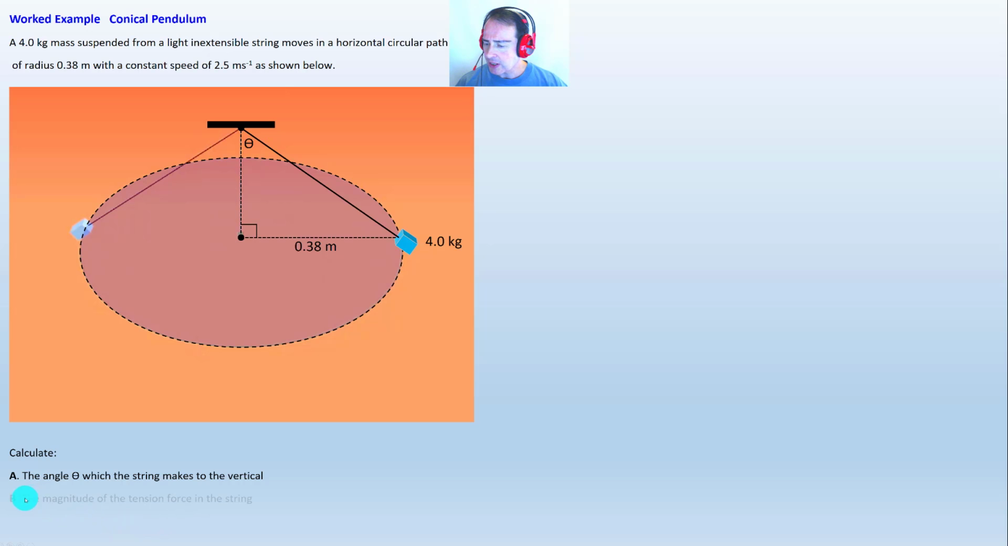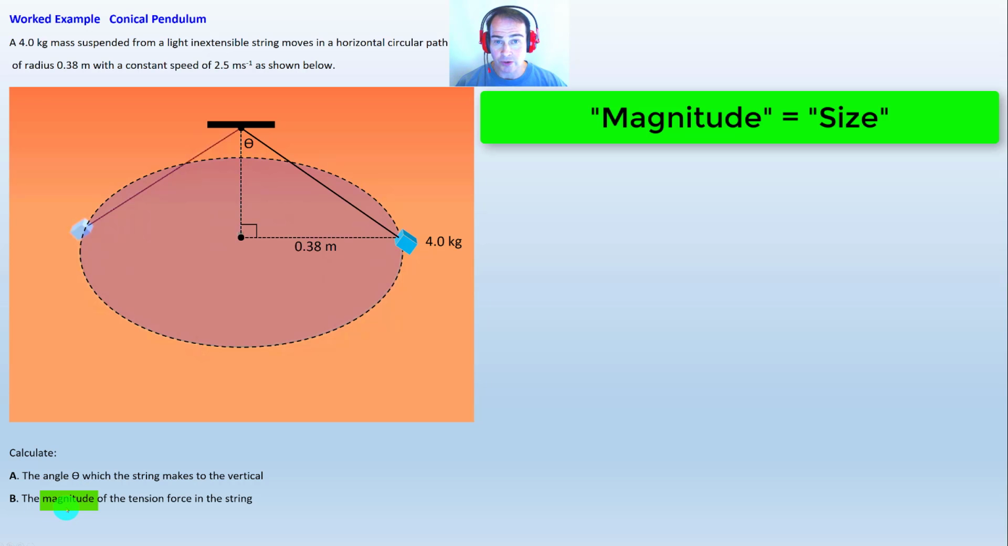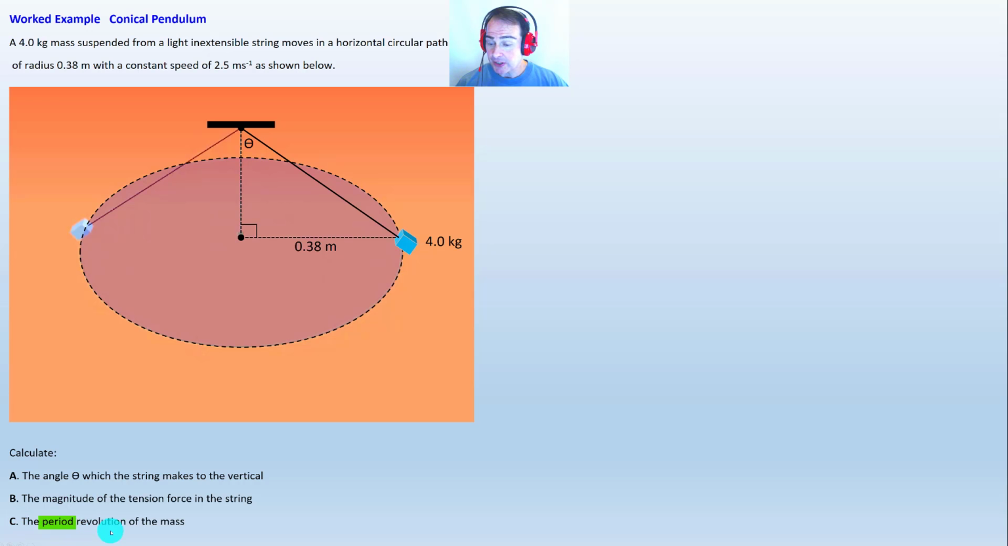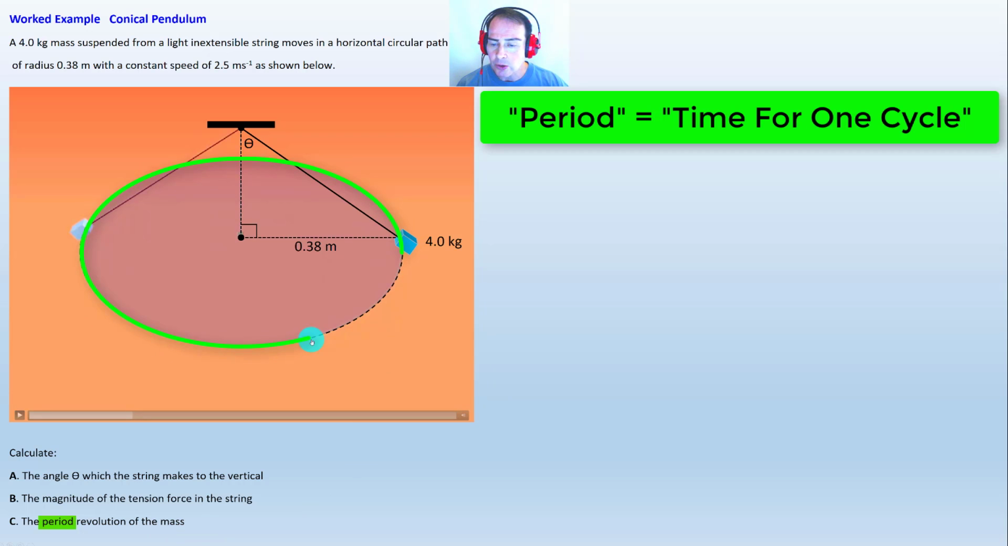The second part of the question asks us to calculate the magnitude of the tension force in the string. The tension force will be acting upwards on the mass in a direction parallel to the string. Of course, because it's moving and force being a vector quantity, then the force will be changing direction constantly. And we're not going to complicate the question by trying to consider that, so we're just going to ask to calculate the size of this force. That's why we use the word magnitude, which means size. Part C, the period of revolution of the mass. Period is the time taken for one complete cycle, or in this case, one 360-degree rotation.